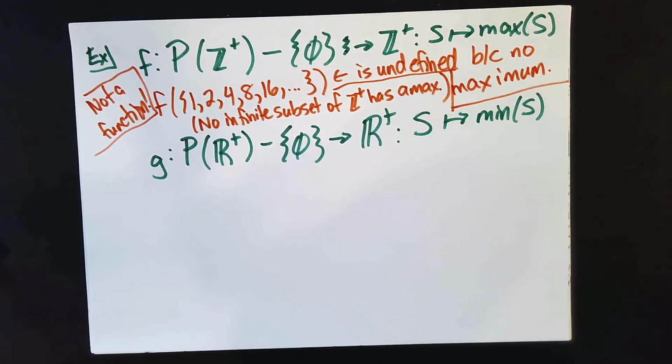So I've mentioned this before, but I'll mention it again. It is an essential property of the positive integers that every non-empty subset of the positive integers has a minimum element.